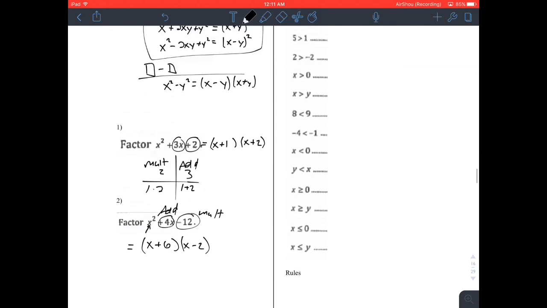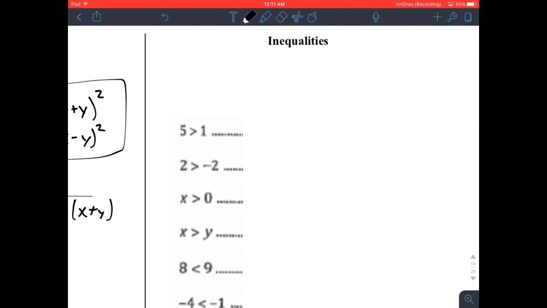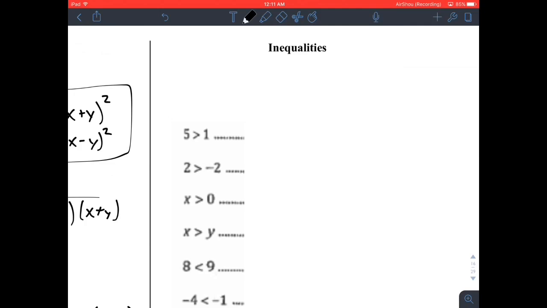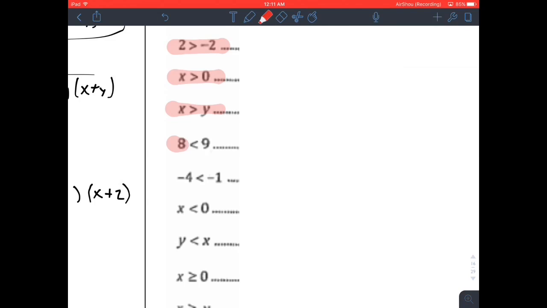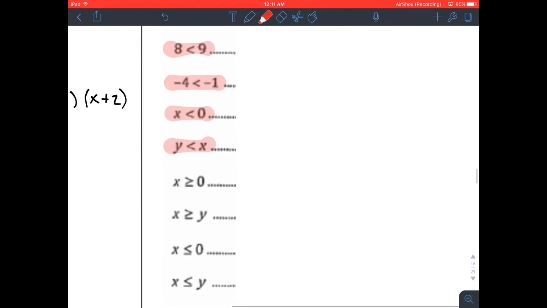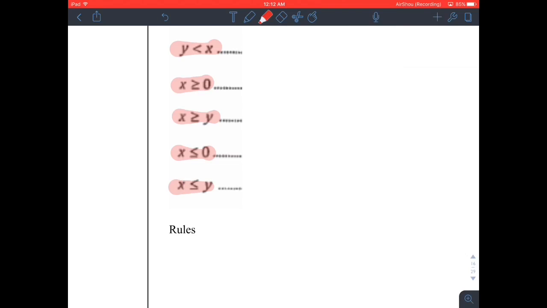Inequalities. So let me just run through what each of these things say. This says 5 is greater than 1. This says 2 is greater than negative 2, x is greater than 0, x is greater than y. 8 is less than 9. Negative 4 is less than negative 1, x is less than 0, y is less than x. X is greater than or equal to 0. X is greater than or equal to y. X is less than or equal to 0, and x is less than or equal to y.